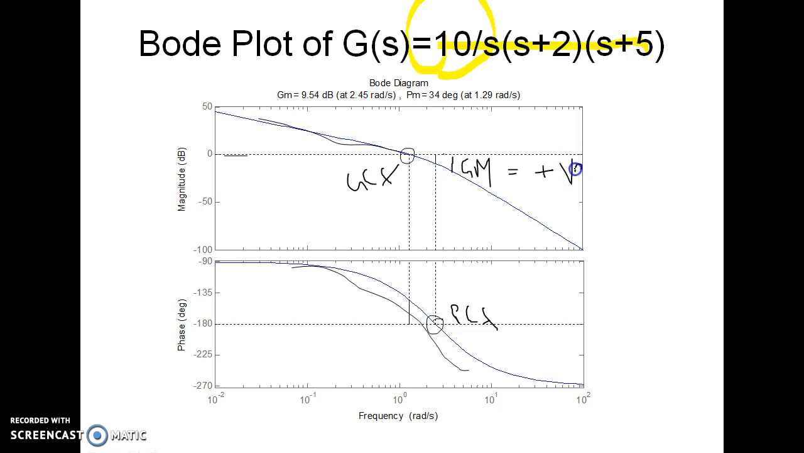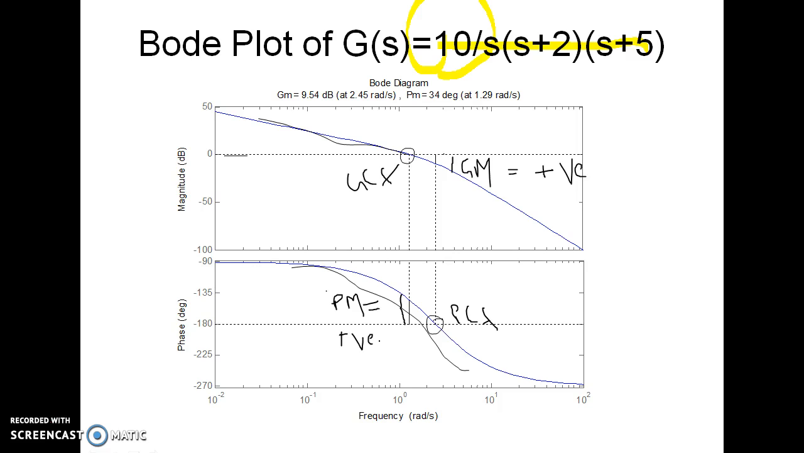Similarly, from GCF, we take a reference on the phase plot and see how much margin there is. This is known as the phase margin. If your phase plot is above minus 180 degrees, then your phase margin is positive. So this way we can find out GM and PM, and GCF and PCF.